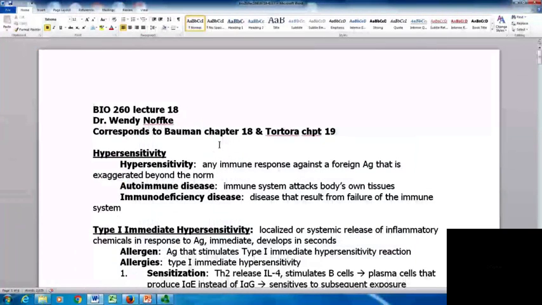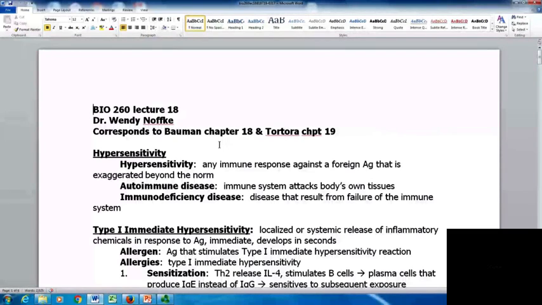All right, this is lecture 18 in microbiology. This is going to correspond to the Bauman chapter 18 in the text, and if you're using the tutorial text, it's going to correspond to chapter 19. Here we're going to look at hypersensitivity type reactions.